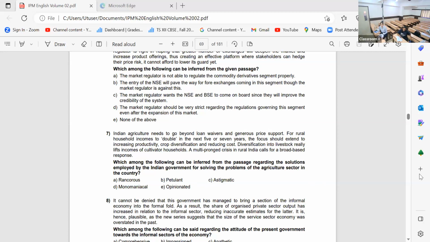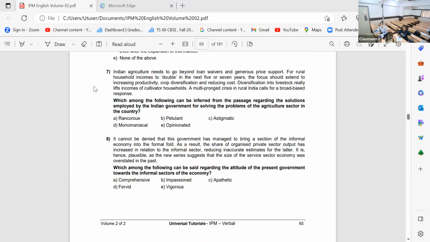Yes. And how about question number 8? It cannot be denied that this government has managed to bring the informal economy into the formal fold. The organized private sector output has increased. It has reduced inaccurate estimates. The size of the service sector economy was overstated in the past. Attitude of the present government towards the informal sectors of the economy. What do you guys think? Anyone? Pali, Sneha, Rahul, Agrima, Aditya?